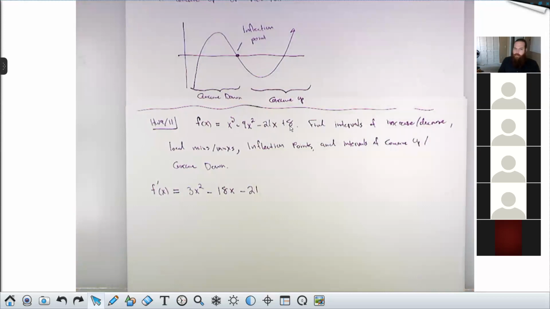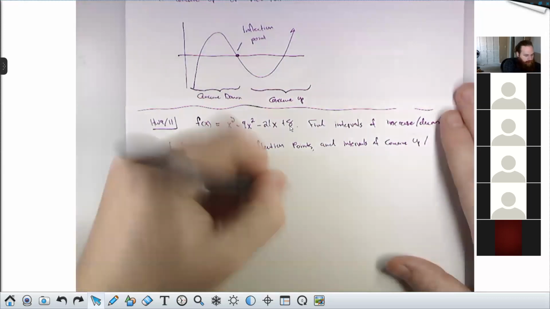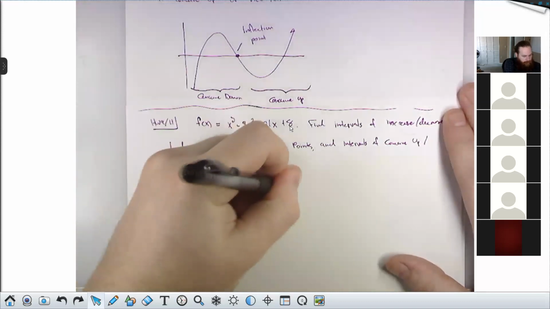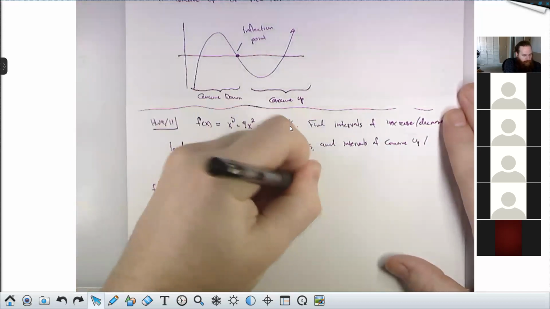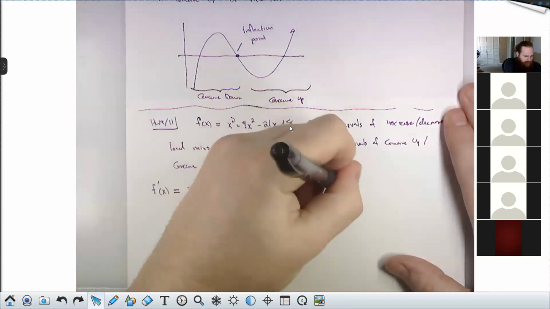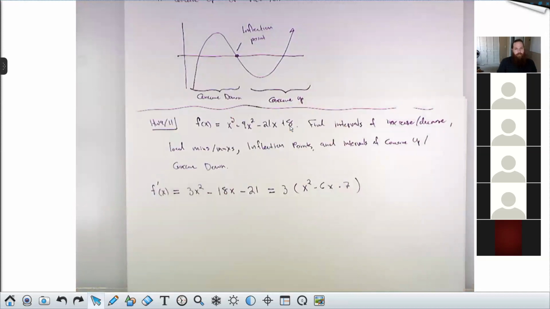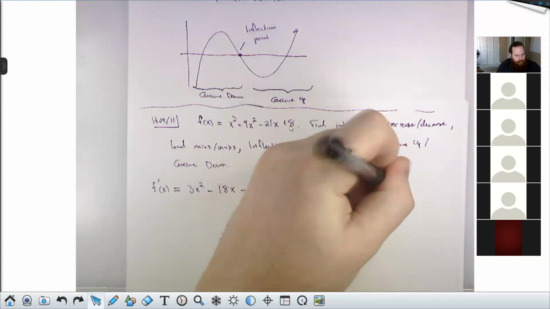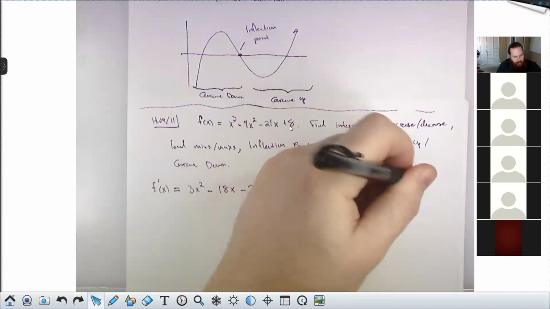If I want to find intervals of increase and decrease, or local mins and maxes, I need my critical numbers. So I'm going to factor f prime. First I'll factor out the common factor of 3, and I'll be left with x squared minus 6x minus 7. And then I have to see if that quadratic factors nicely. So I need two numbers that multiply to -7 and sum to -6. That'll be -7 and +1. So this is 3 times x minus 7 times x plus 1.